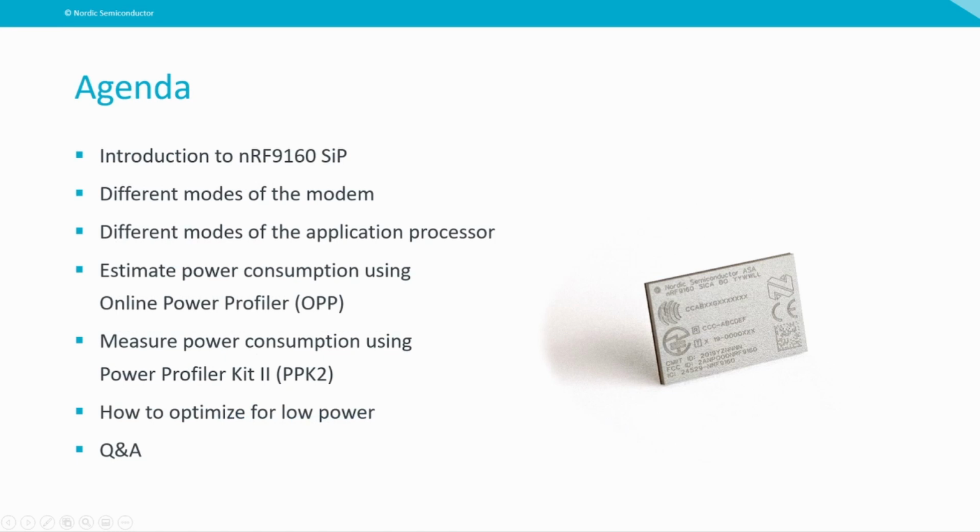So here's the agenda for this webinar. We are going to start with an introduction to the nRF9160 system in package. Then we're going to talk about the different modes of the modem and the different modes of the application processor. Then we're going to showcase the online power profiler and how you can use this tool to estimate power consumption. And then we're going to use the power profiler kit to actually measure the power consumption on a real network. At the end, we're going to talk a little bit about how to optimize your design for low power, and then some questions and answers.